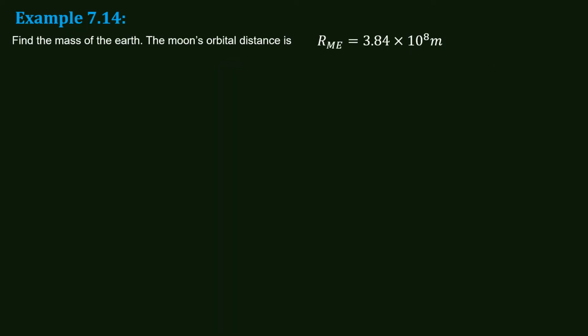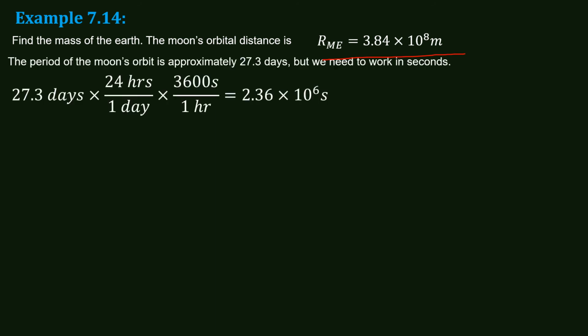Okay, so let's look at an example using Kepler's third law. Find the mass of the Earth. The Moon's orbital distance is this. The period of the Moon's orbit is approximately 27.3 days. So we need to put things into seconds. We have the sidereal period of the Moon's orbit around the Earth, which means we look at the period it takes going around as a reference from space, not from the surface of the Earth. It is 27.3 days, and we need to change everything into seconds. So we do that.